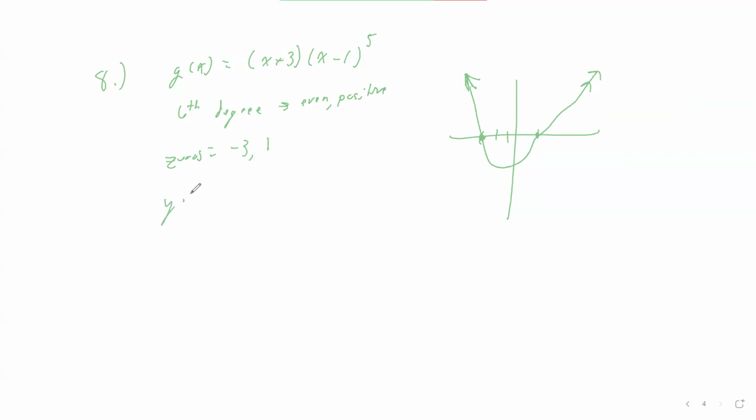And then I'm going to look for a y-intercept as well. So that's going to be 0 plus 3, 0 minus 1 to the 5th. So that's going to be 3 times -1 to the 5th power. So that's going to be -3. So we'll pretend that's -3. And it might do some loop-de-loops, but your calculator will help you identify that a little bit better.